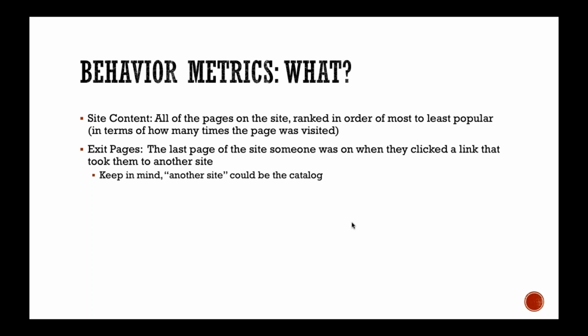What are people doing when they're on your site? And this is the one people get excited about, because librarians want to know what pages on the site people are looking at. The site content report takes all of the pages on the site, ranked in order of most to least popular in terms of how many times the page was visited. You wonder, I put all this time into revising this site about X. Does anybody ever read it?